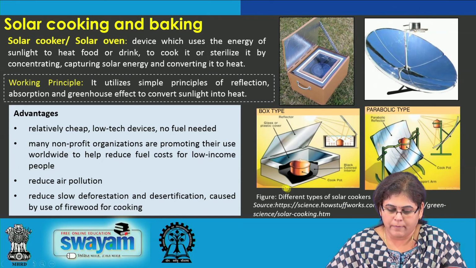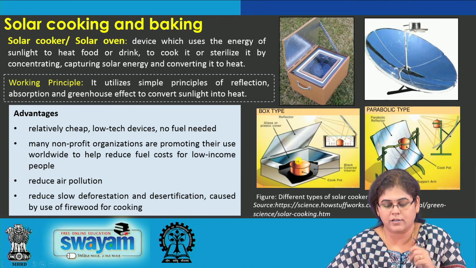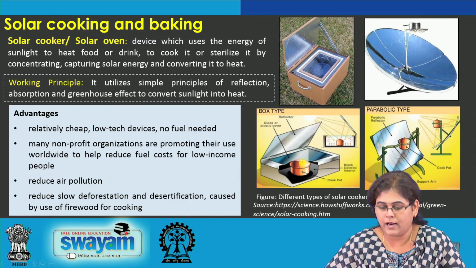Here a schematic sketch of the box type cooker is shown, where the bottom of the box is black painted in order to receive the maximum solar radiation, and the cook pot containing the food materials is placed on it. On the top we have a transparent or plastic cover so as to receive the radiation. Reflectors are provided outside the box to collect the maximum radiation and focus it onto a single focal point on the cook pot, so that the food materials can be cooked effectively.